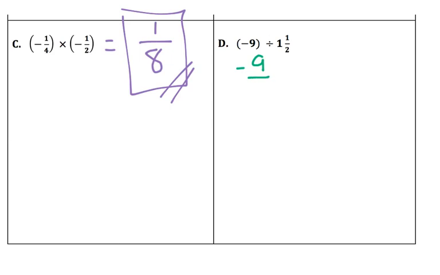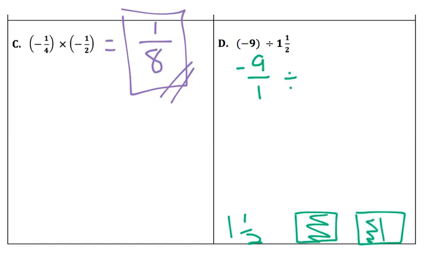Before I can do keep, change, flip, I have to write negative 9 as a fraction, and then I have to write 1 1/2 as an improper fraction. So 1 1/2 visually would look like this. And if I want to write it as all halves, I can just think the whole is 2 halves. So we have a half and another half, and then a third half. So that's the same as 3 halves.